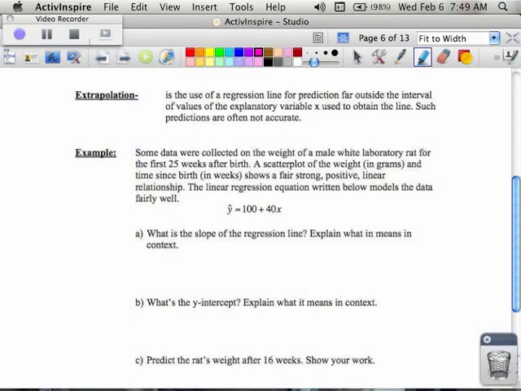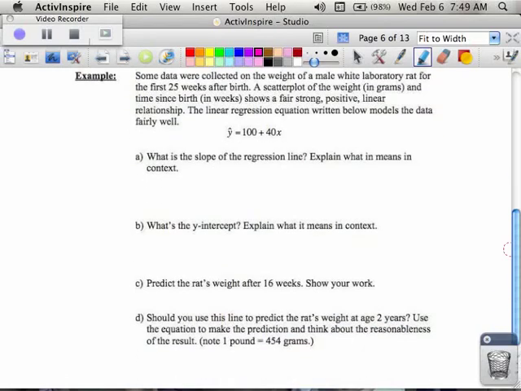Example: some data was collected on the weight of a white male laboratory rat for the first 25 weeks after birth. A scatter plot was produced for the weight in grams against the time since birth, in weeks, and shows a fairly strong, positive linear relationship. Remember the 3 phrases? Strong, positive, meaning it's going up, and linear, meaning that's the form of the graph, which is 99% of the things we talk about in here. And the linear regression equation is modeling this data fairly well. So this is the equation that we're going to use.